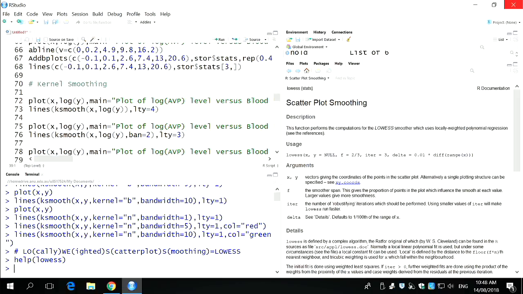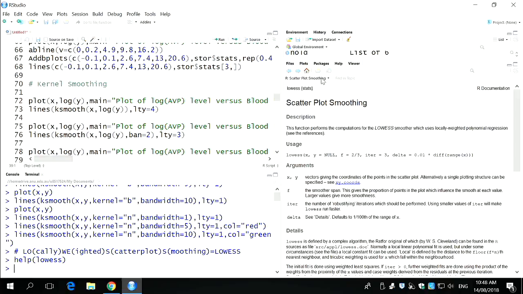So it says, I'm going to have a window and I'm going to make it wide enough to incorporate 2/3 of the data as I drag across. Okay? So that's what it does. So the format is lowess(x, y, f = 2/3), and the rest is just junk that you don't need to worry about. f = 2/3 is the smoother span. This gives the proportion of points in the plot which influence the smooth at each value. So the default is to have 2/3 of the data in the window at any moment as you move across from left to right.